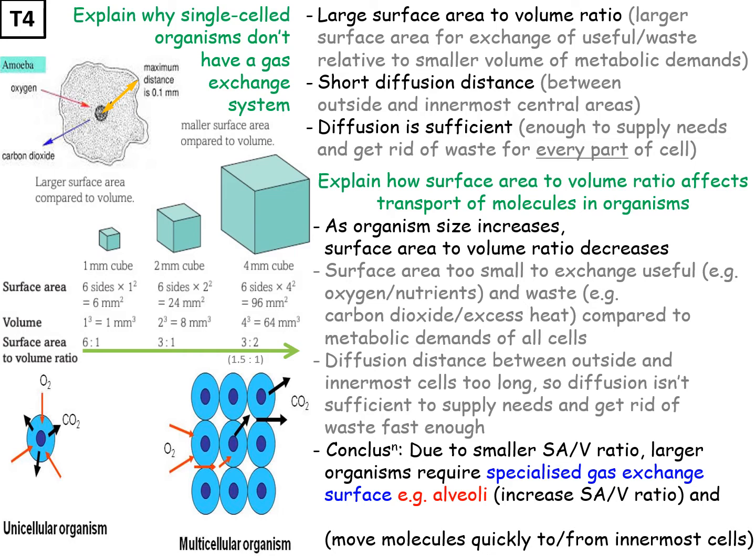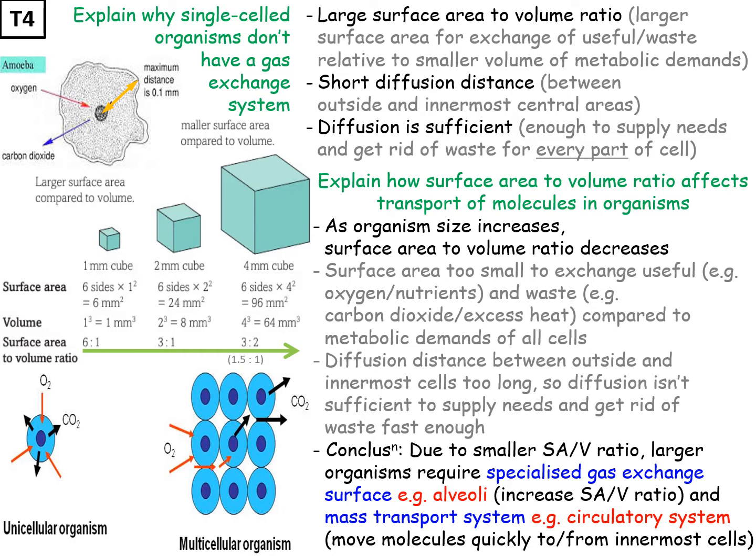So, for example, in humans, we have the alveoli, and that increases the surface area to volume ratio. And then once you've increased the surface area to volume ratio in a specialized area, you need to move the molecules quickly to the innermost cells or from the innermost cells. So that requires a mass transport system, such as the circulatory system.